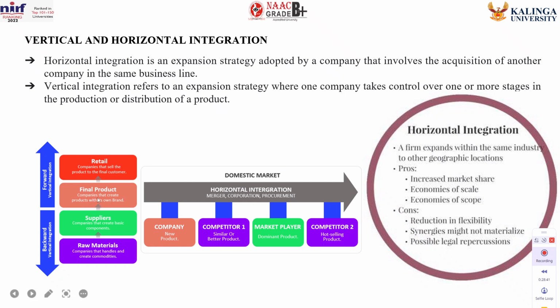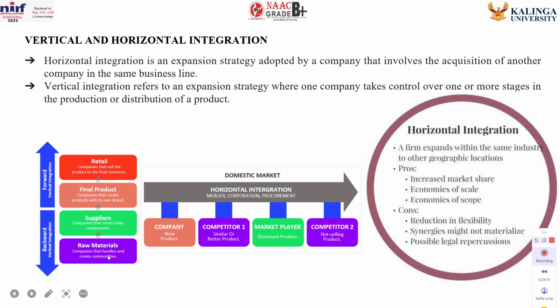When I talk about vertical integration, I'm talking about forward integration. It means if the supplier is acquiring the final product company, the company that creates products with its own brand, then that will be vertical integration or forward integration. And when the supplier acquires the raw material company, the company that handles and creates commodities, that will be backward integration. So let's take an example of a retailer.